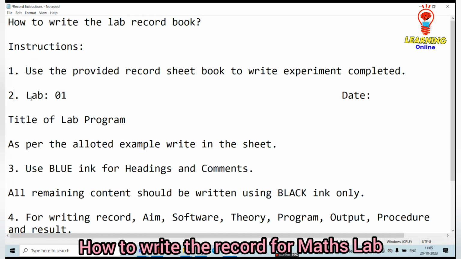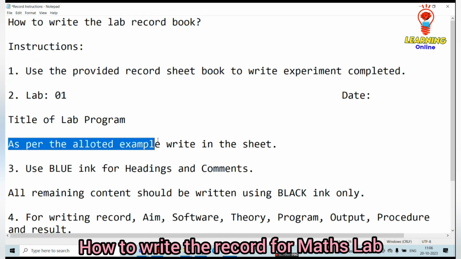In that A4 sheet, you need to write the lab number. Then the date when you conducted it. For every lab experiment I discussed, you have to write that particular date. Then the title of that lab program or code. Then the allocation of the particular example will be shared in a sheet. You have to refer to that sheet for writing the particular example allocated to you guys.